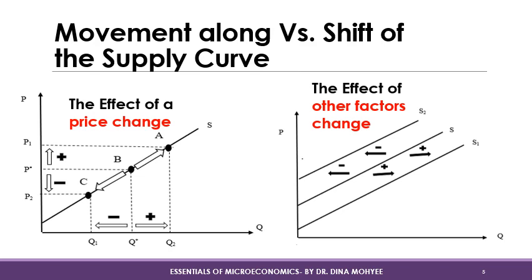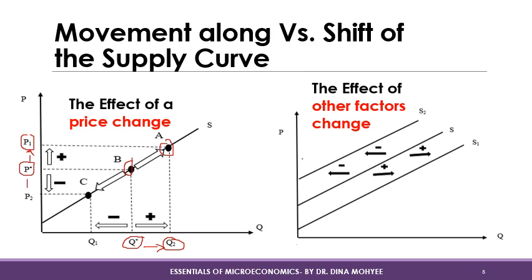Let's see how. If the price is P asterisk, in this case, the producer is producing Q asterisk. If this price increases to P1, this supplier will increase his production, which means that the quantity supplied will increase. Here we moved from point B to point A on the supply curve. We moved up the supply curve.